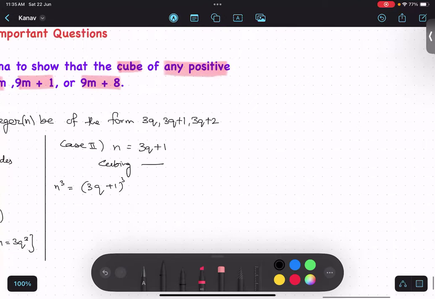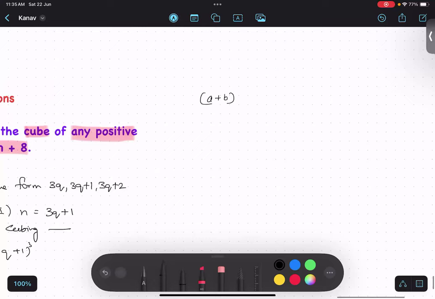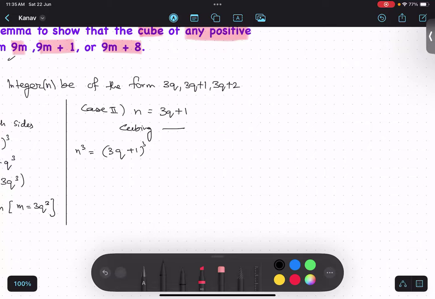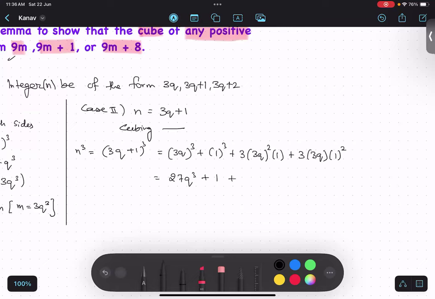Now over here, you must know the identity for a plus b whole cube. Tell me. It is a cube plus b cube plus 3a square b plus 3ab square. So I'll be using that identity: a cube, plus b cube, plus 3a square b, plus 3ab square. Let us simplify a little bit. 27q cube plus 1. 9 into 3, 27 q cube. 3 into 3, 9 q square.